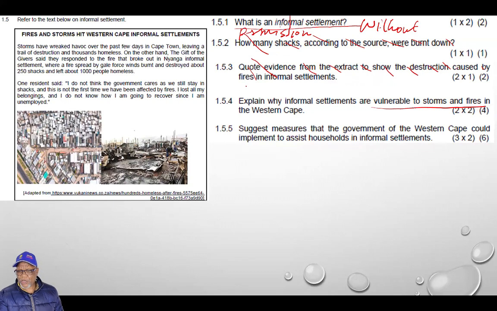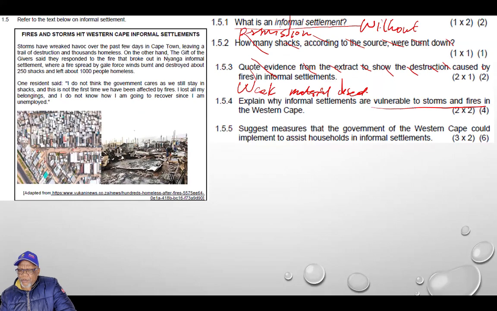It's because, number one, of the weak material used. It will be again because of the weak material used. That is why they are vulnerable to storms. So if there is a storm or there is wind blowing or it's raining, these materials are easily destroyed and people are affected. So because of the weak material that is used, and again against fires.